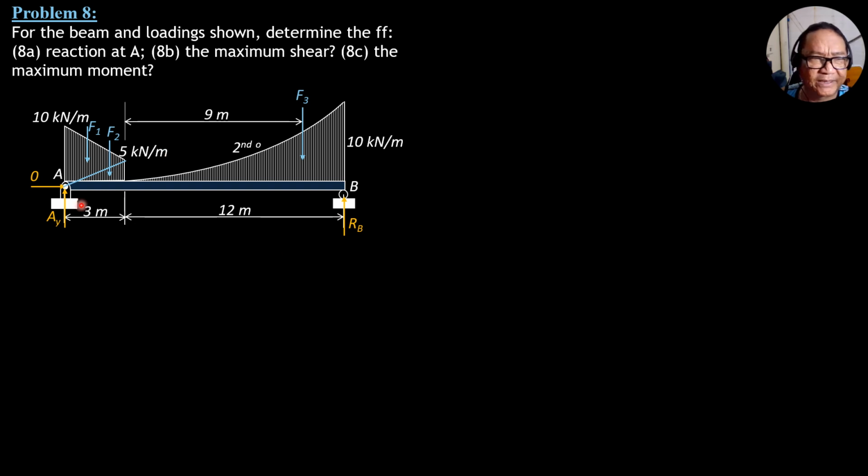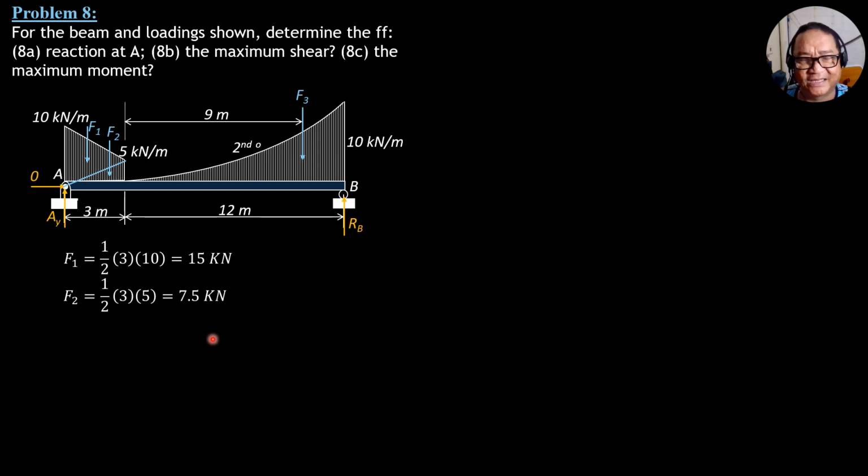So summation moment about B equals 0, but before that, let's solve for F1. 1/2 of 3 times 10, F1, that's 15 kilonewtons. F2 is 1/2 of 3 times 5, and that is equal to 7.5 kilonewtons. F3 is the area of the spandrel of parabola, 1/3 of 12 times 10, and that is equal to 40 kilonewtons. So the moment arms are there already. So we sum up moments about B to solve for AY.